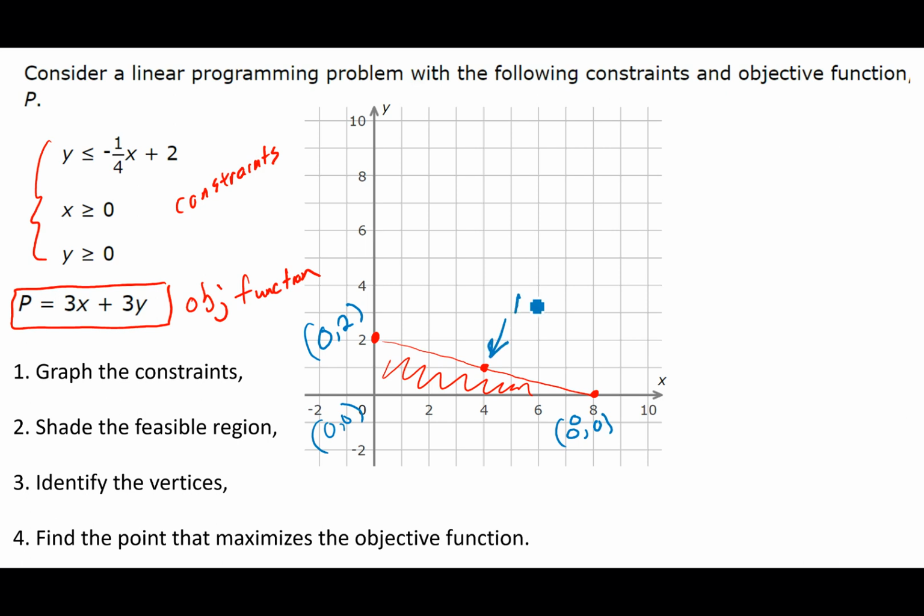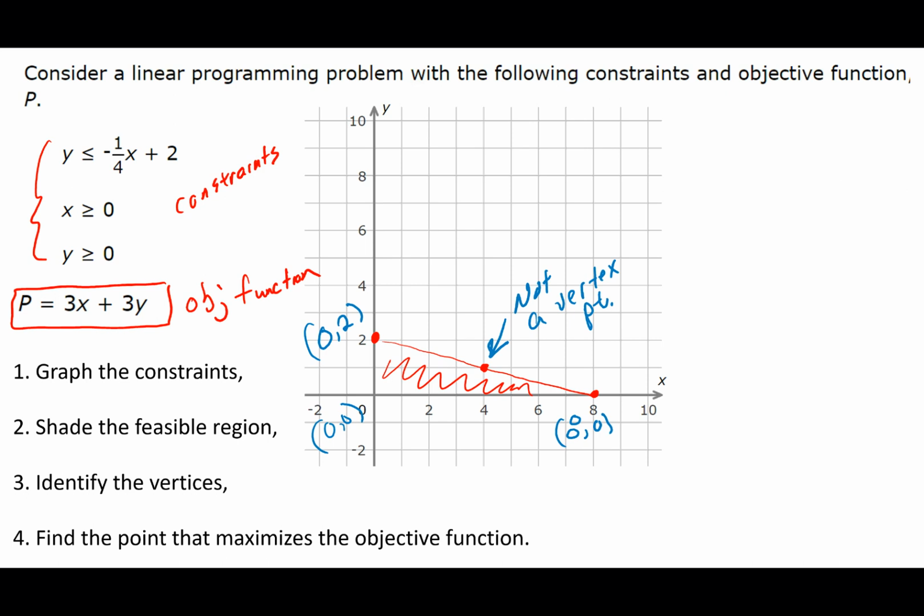This is not a vertex point. There's not two lines coming together at this point. Okay, I'm only looking at where two lines come together, and a line can be the x-axis or the y-axis. Okay, so do not confuse that with a vertex point. It only occurs at the corners.